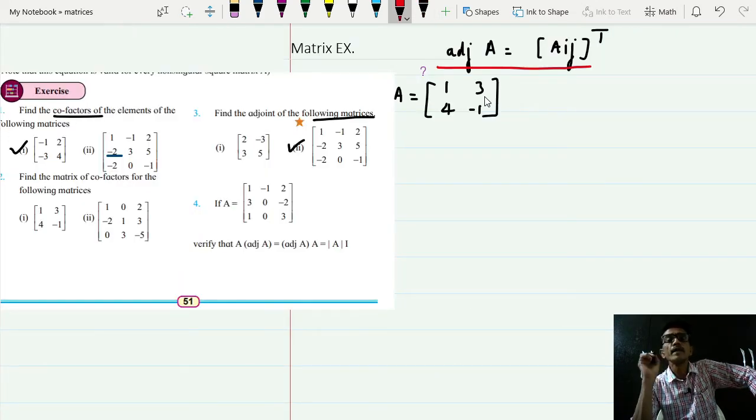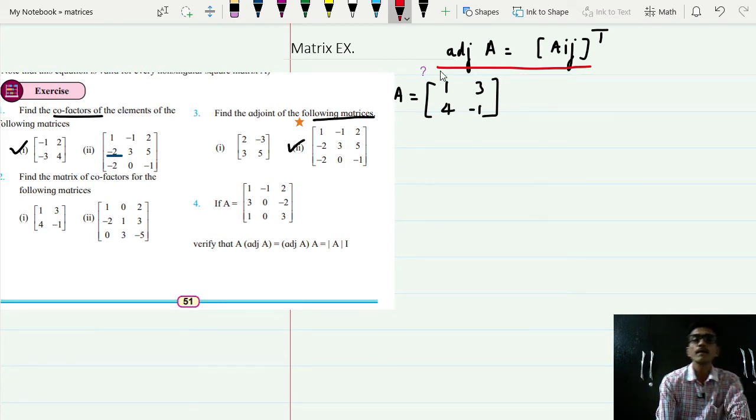Now here we will find the adjoint of a matrix. So what is the adjoint of a matrix? Aij is the matrix of cofactors. Then the transpose of the matrix of cofactors is nothing but the adjoint of a matrix. So adjoint of a matrix is the transpose of the matrix of cofactors. So let us find the adjoint of this matrix.